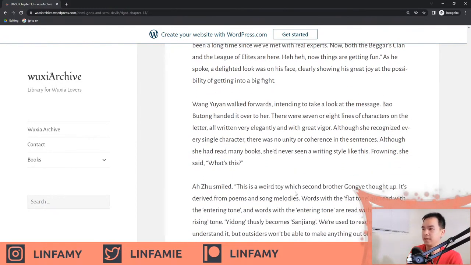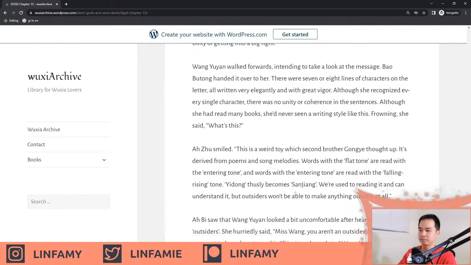Wang Yuyan walked forwards, intending to take a look at the message. Bao Butong handed it to her. There were 7 or 8 lines of characters on the letter, all written very elegantly and with great vigor. Although she recognized every single character, there was no unity or coherence in the sentences. Although she had read many books, she'd never seen a writing style like this. Frowning, she said, "What's this?"